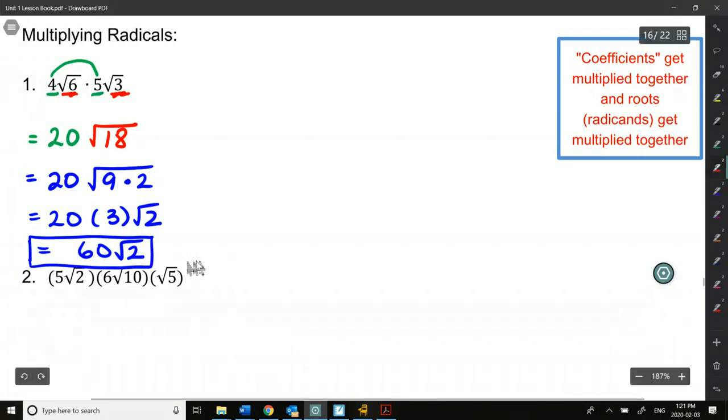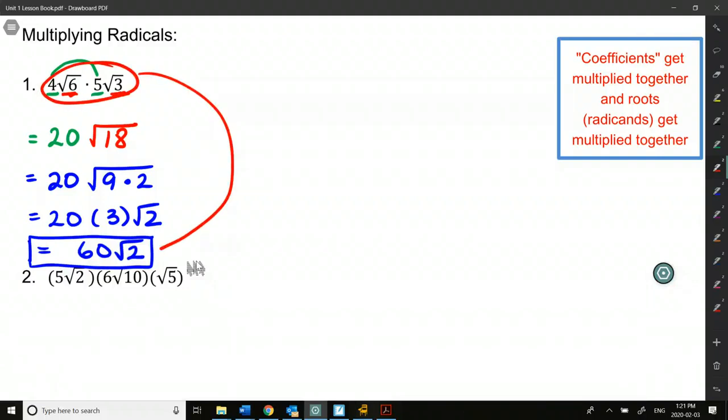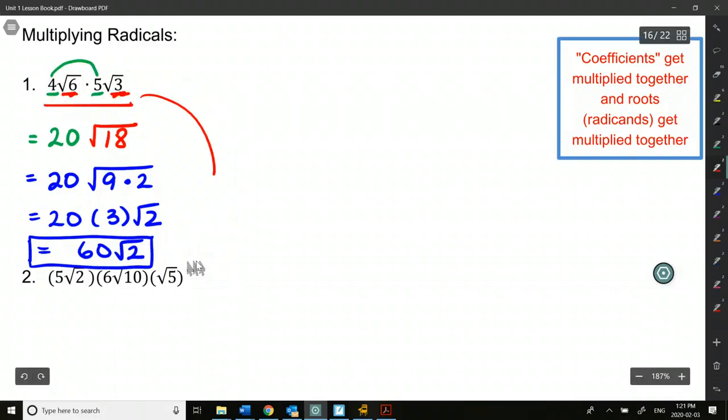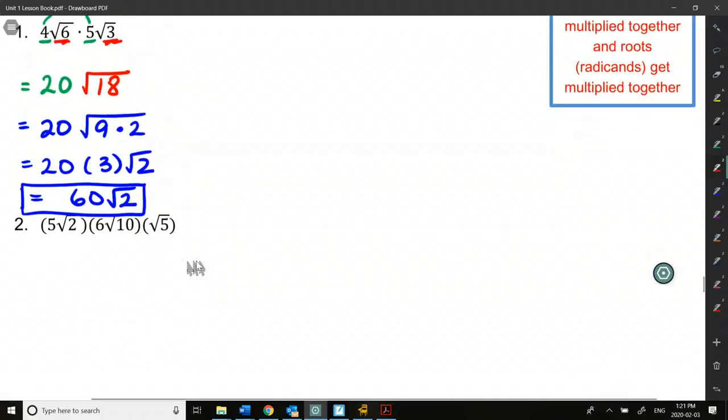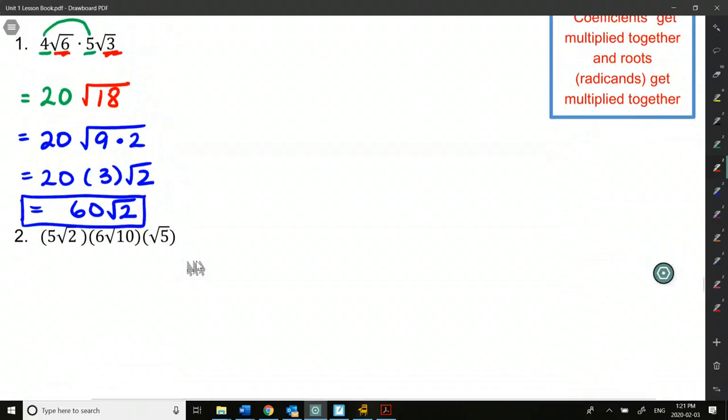Okay, again, I can check my answer and make sure that the decimal value of this is equal to the decimal value of this. Or if your calculator calculates it for you, you could always plug this into your calculator and it should give you out 60 root 2. Okay, that's a way that you can check, but I do want to see most of this work from you to show that you know where it comes from. Any questions on that one?